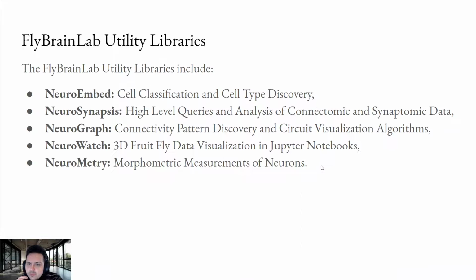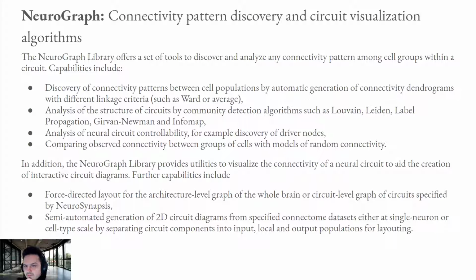The complexity of the connectomics data, even as graphs, can be intimidating. Our utility libraries help untangle the graph structure of these neural circuits. Here I will highlight NeuroEmbed, NeuroSynapses, and the NeuroGraph libraries. The NeuroGraph library offers a set of tools to discover and analyze any connectivity pattern among cell groups within a circuit. We allow for the generation of dendrograms for any queried subcircuit of interest. We have also integrated popular community detection algorithm libraries in Python for use with FlyBrainLab circuits. We have also integrated methods to discover driver nodes and compare existing graphs against random graphs.